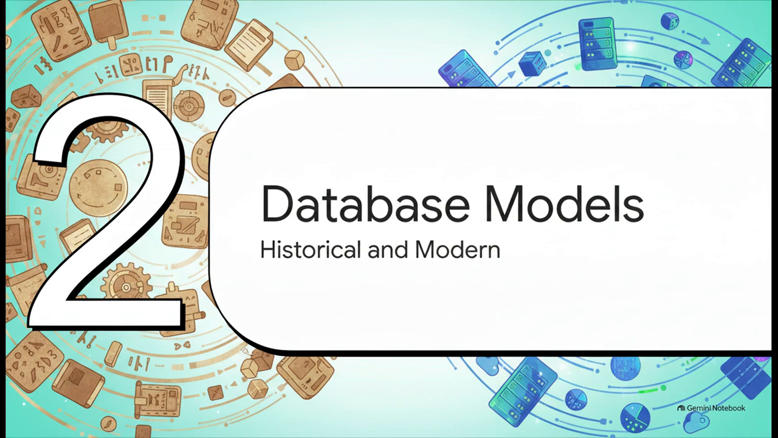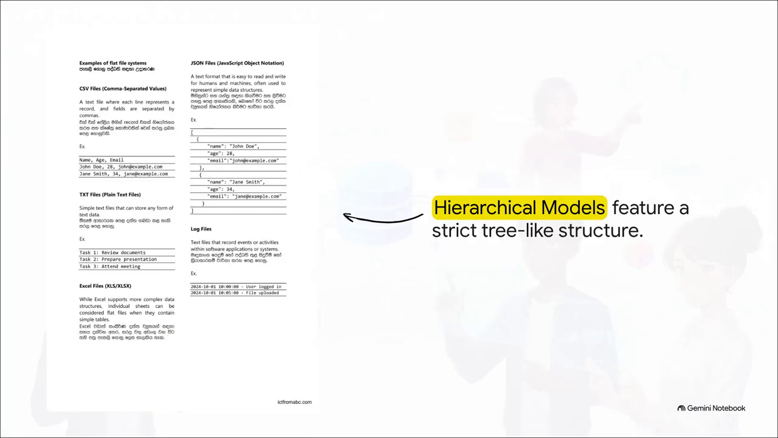Moving right along to Section 2, Database Models Explained. Now that we understand what data actually is, let's look at the frameworks we use to store it efficiently. Picture a strict tree-like format. That's the hierarchical model. Notice how every single record has just one parent node, which branches out into multiple child nodes. It organizes things very cleanly, kind of like a rigid company org chart, but it has a major flaw. You can't easily represent complex relationships where a child might need to belong to more than one parent.